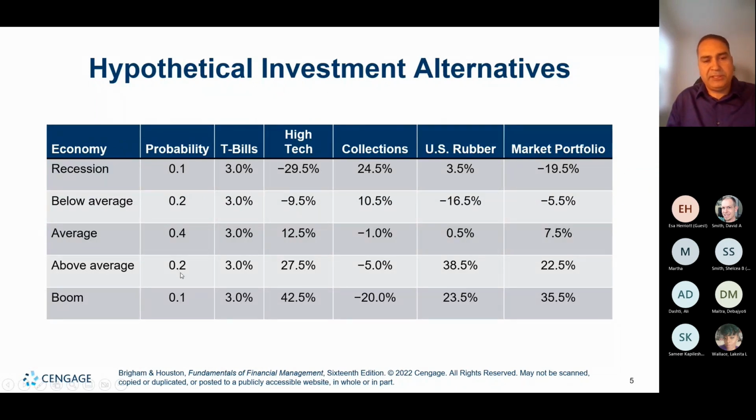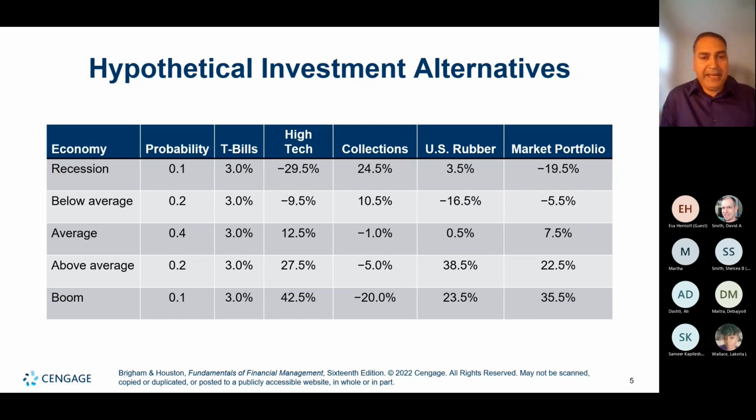And above average again is 20%, and boom is 10%. So these are the different probabilities. And these probabilities basically come from lots of statistical analysis of previous data and what is happening in the economy and stuff like that. Remember, this is not the current data. This is just a hypothetical example.